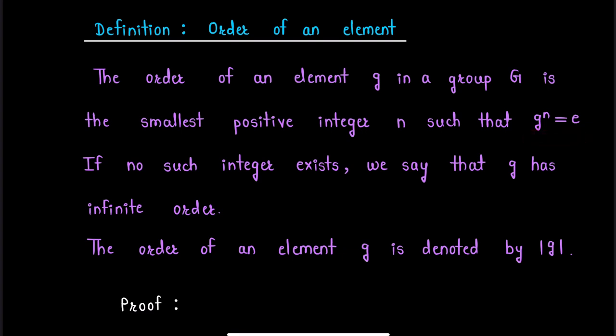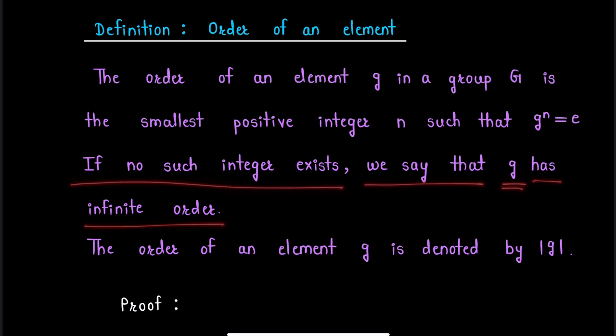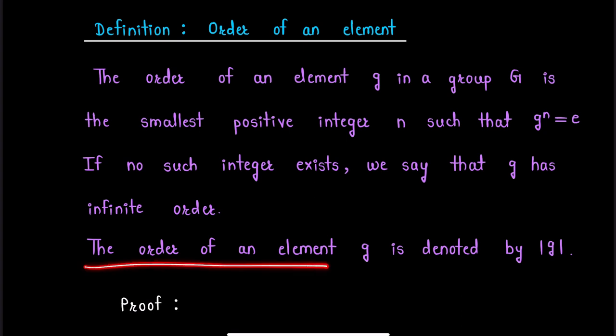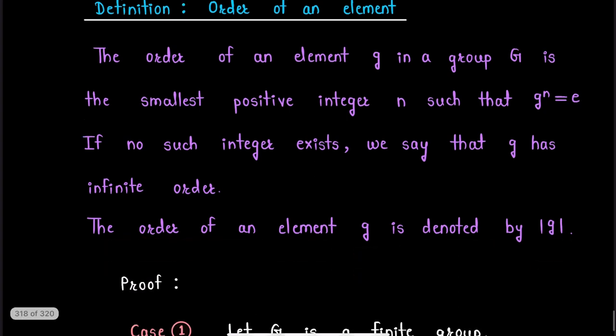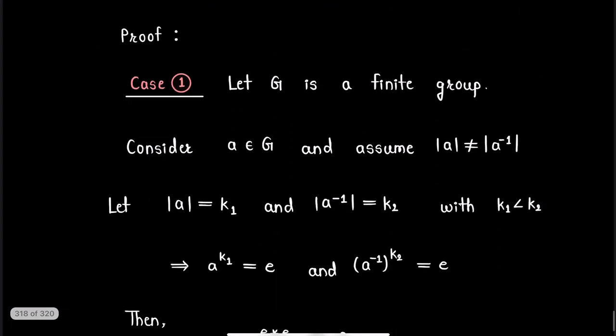Now note that if no such integer exists, we say that element g has infinite order, and the order of an element g is denoted by this symbol. Now we will prove the given result.